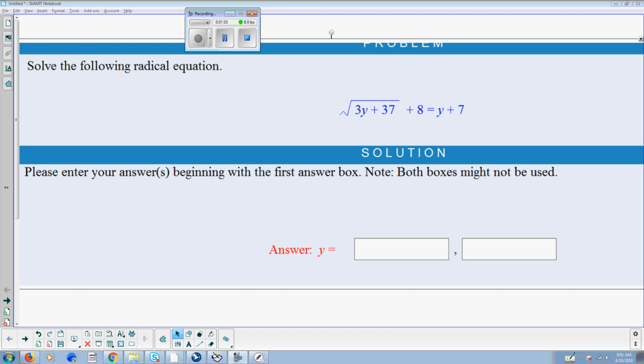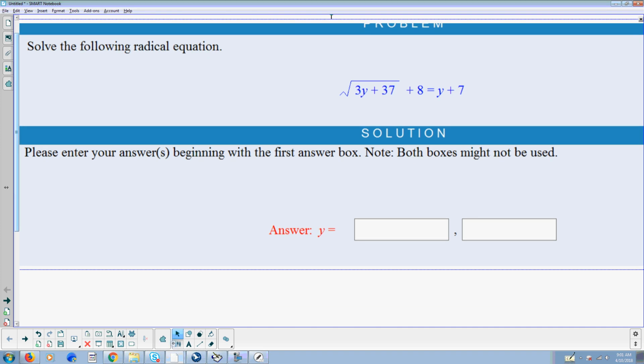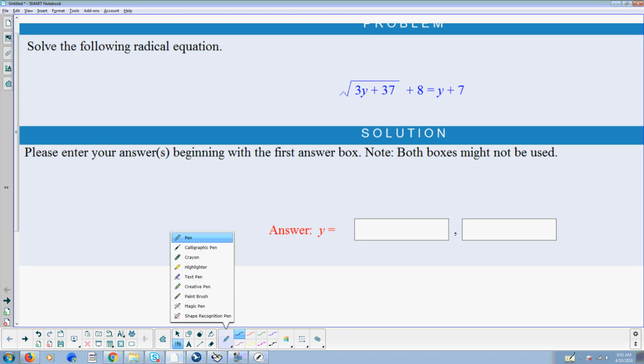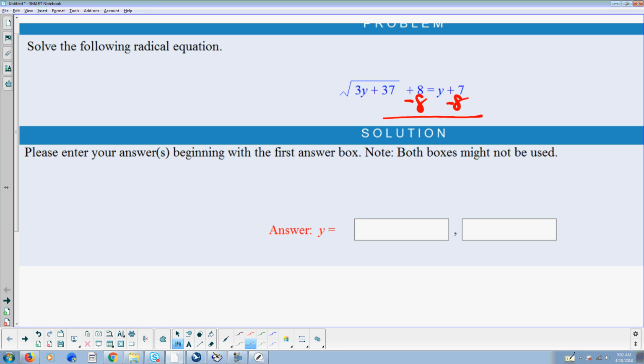It says here, please enter your answers beginning with the first answer box. Note, both boxes might not be used. So we're probably going to get 2 answers since there's 2 answer boxes here, but we do have to check them and make sure that they actually solve the problem. Okay, so let's go. We're going to begin by getting our fancy pen. Okay, I'm going to subtract an 8 on both sides to isolate this radical. So that leaves me with radical 3y plus 37 is equal to y minus 1.